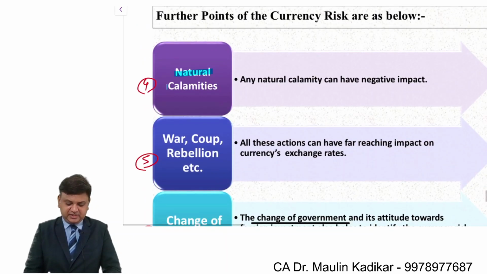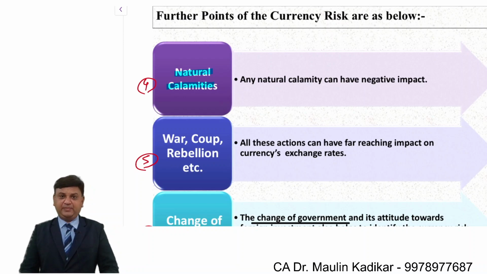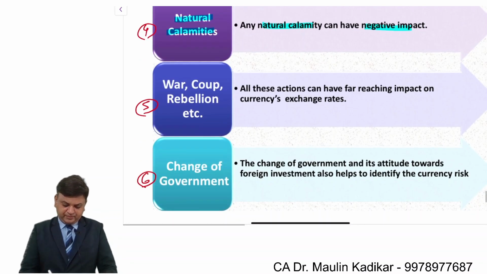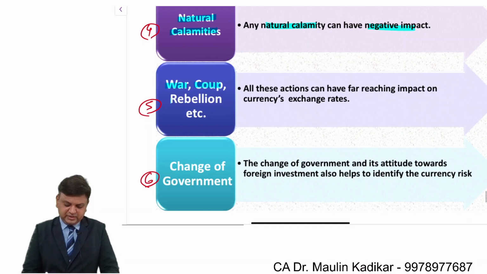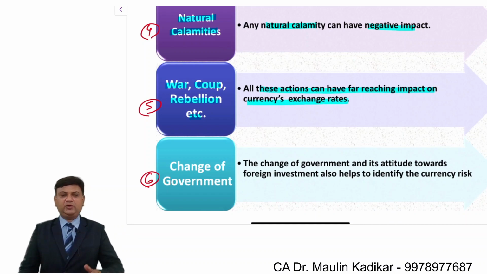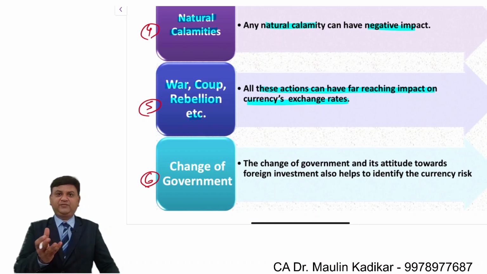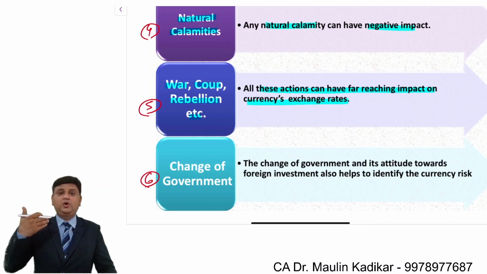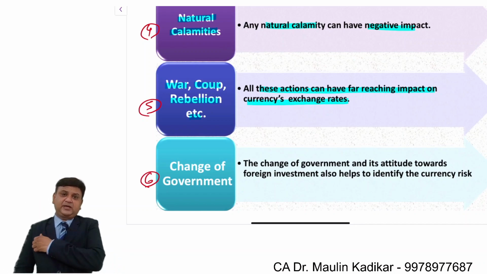Next is natural calamity. Of course, that is also going to have an impact. Any natural calamity can have a negative impact. War, coup, rebellion, etc., all these actions can have far-reaching impact on currency exchange rates. If there is a situation of war, or political changes, or if the local public is having some opposition to the central government, then all these things will have an impact on the currency risk.